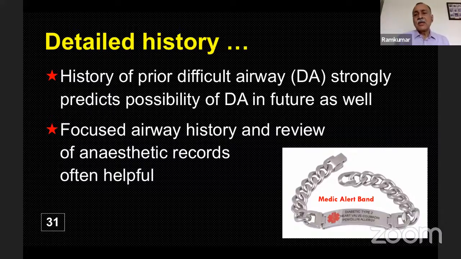Another thing that we need to evaluate during our detailed history taking of our patient is a history of previous difficult airway. It always very strongly predicts the possibility of a difficult airway in future as well. So if the patient says that he or she was anesthetized in some other location and they had to back off because of some problem, it would be a good idea for us to talk to that anesthetist to find out what exactly the problem was.